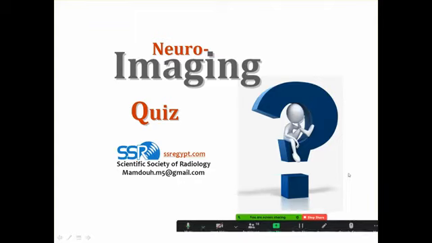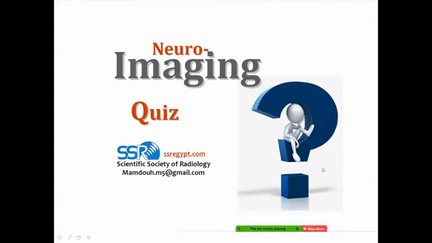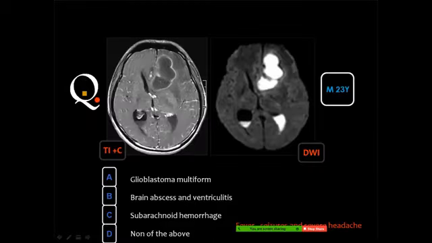Inshallah, we'll revise the module of the neuroimaging, and we have some quiz cases as usual. Then we go through these cases, inshallah, and we start with the first case, which is a male, 23 years old, presenting with fever, seizures, and severe headache. And these are the options.